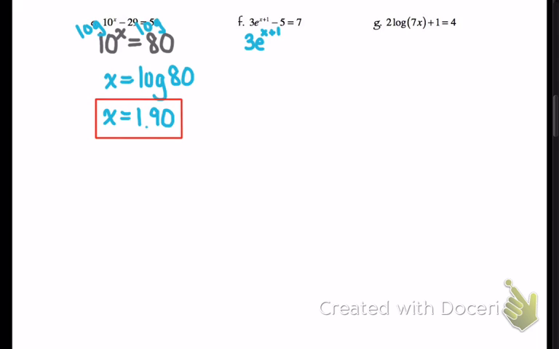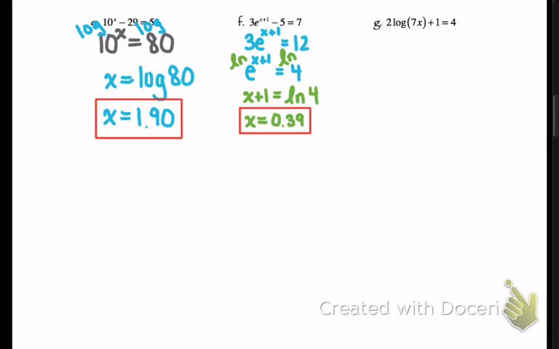F, I think I have to add that 5 to both sides first. Move that minus 5. Now I have to get rid of that positive 3, so I'm going to divide by 3. Okay, it's in base e, so I know I should take the natural log of both sides. So I'm left with x plus 1 equals the natural log of 4. Be careful here. You want to do the natural log of 4 first, hit equals, and then move that positive 1 to the other side. So natural log of 4, hit equals, then subtract that 1, hit equals. That should give you the answer you're looking for.